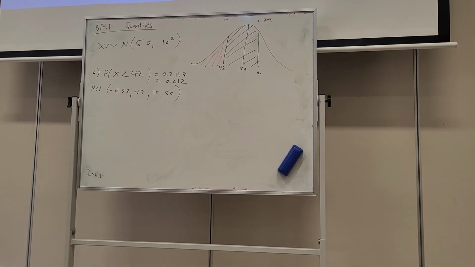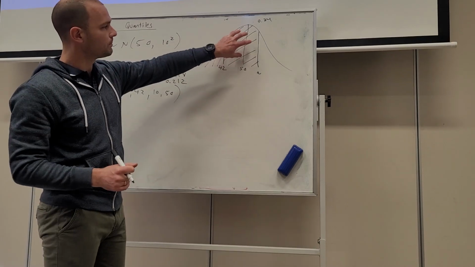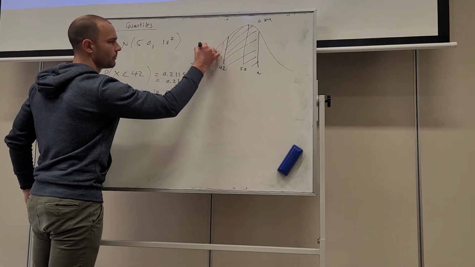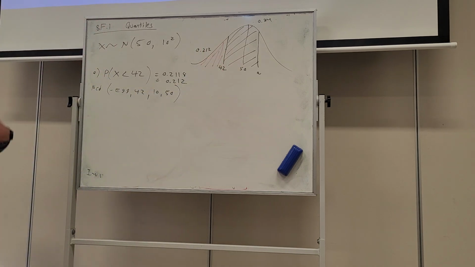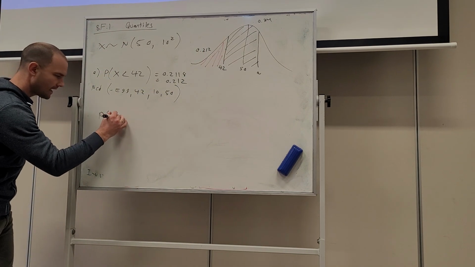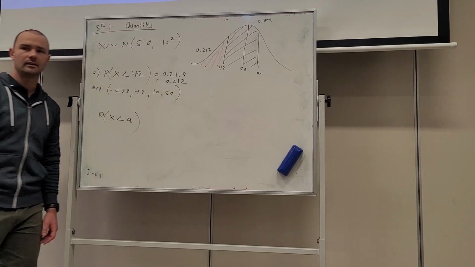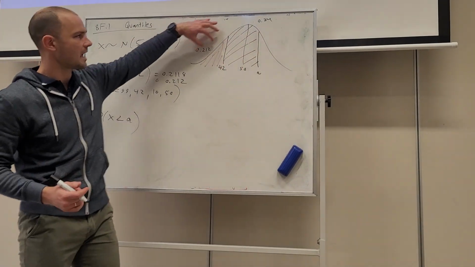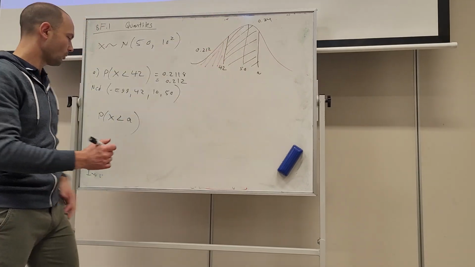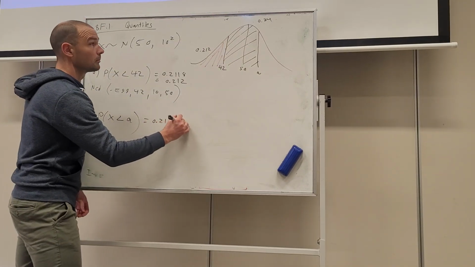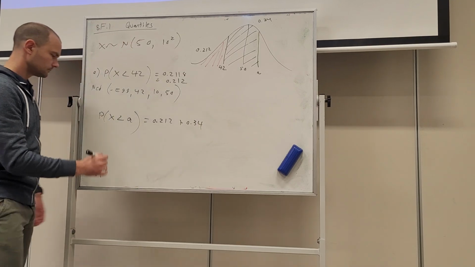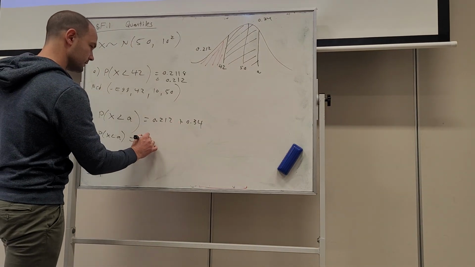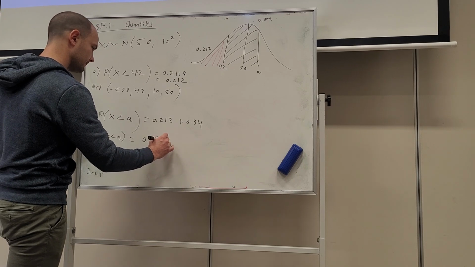Okay, so now we've got one more thing to do. We know this black area is 0.34. We know this red area is 0.212, which means the probability of x being less than A, okay, being smaller than A, it's going to be the sum of both of these parts. So that's 0.212 plus 0.34. So what do we have? 0.552.